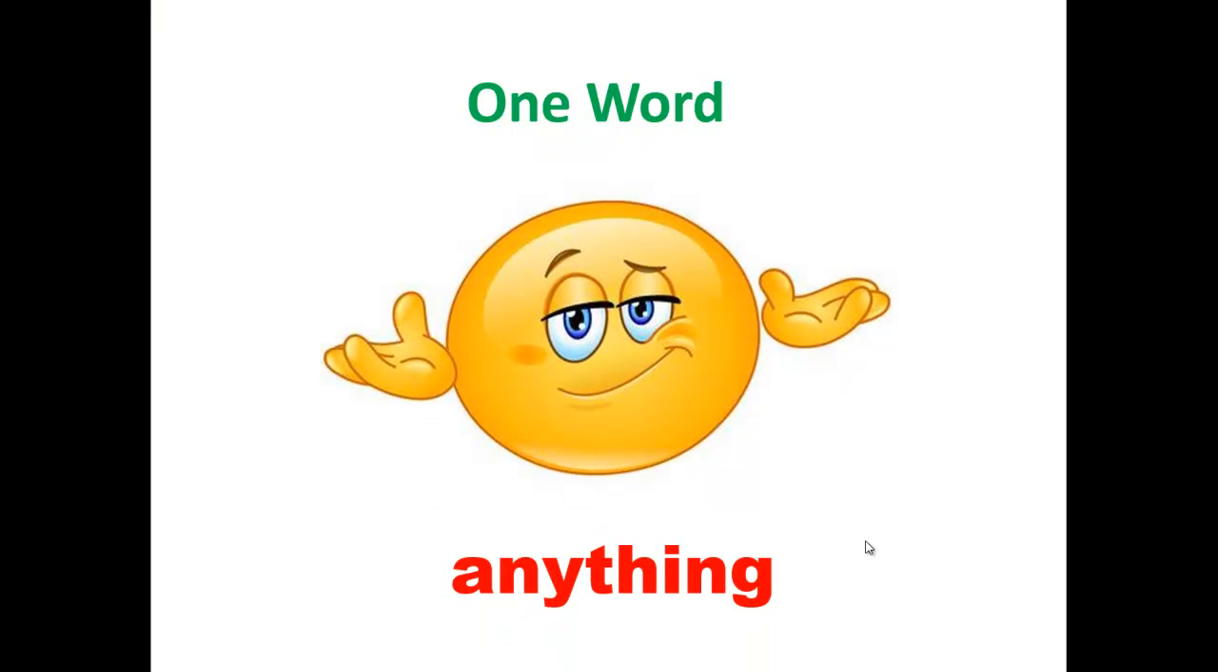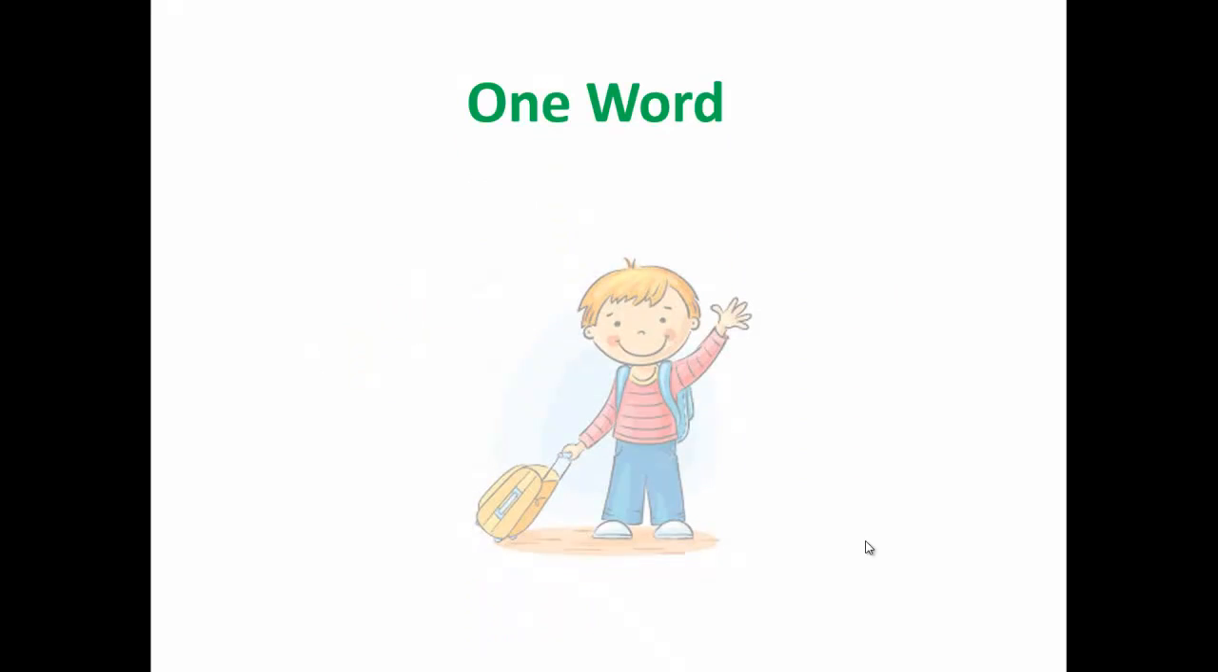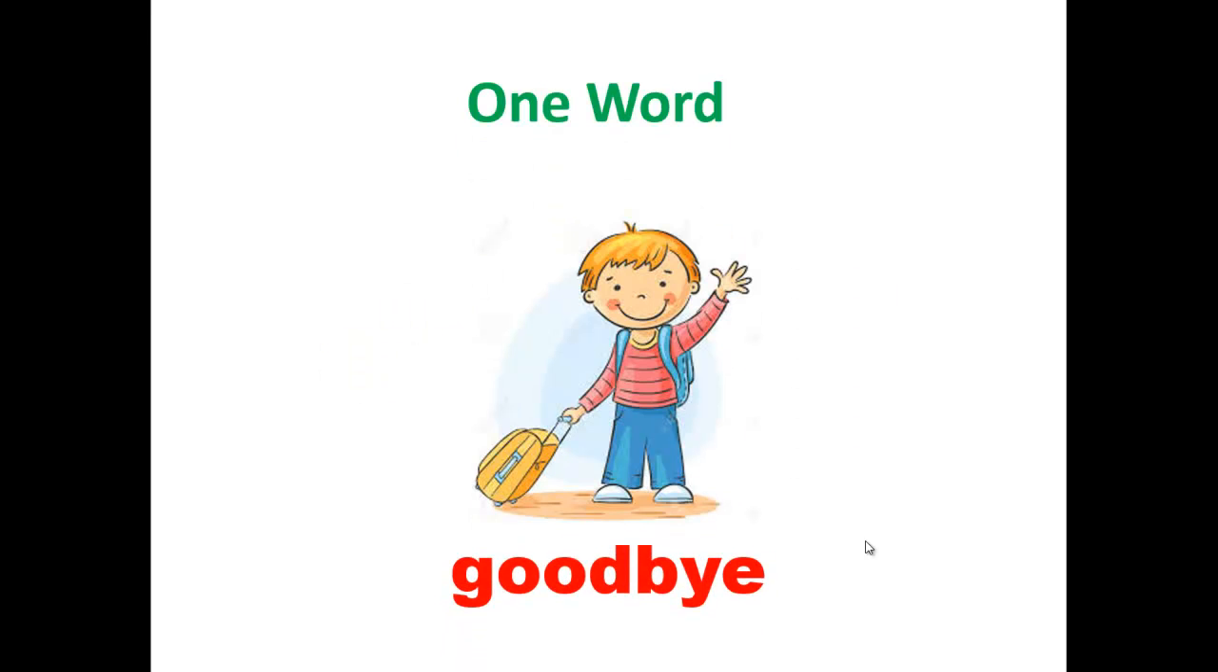Anything. Let's check this word. How many words is it made up of? It's made up of two words. The first word is any. The second word is thing. The two words are used together or are joined together to make up a new word. So it is a compound word. Goodbye. The first word is good. The second word is bye. So the two words are joined together or are used together to make up a new word. So it is a compound word. How is it written? It is written as one word.